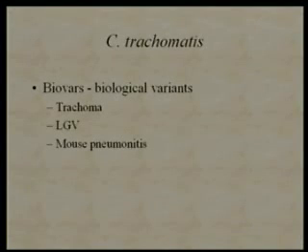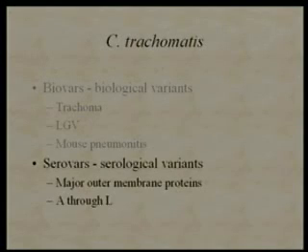Now, these organisms are broken down into different groups based on their biological characteristics, and they're called biovars, biological variants. There are 3 biovars within this group of organisms: the trachoma biovar, the LGV biovar, and the mouse pneumonitis biovar. Since none of you are going to ever be treating mice, we'll forget about that one. So for all practical purposes, we've got 2 biovars, the trachoma and the LGV biovar. Each of these biovars is further subdivided into a number of serovars, which are serological variants. These are based on antigenic properties of the major outer membrane proteins, so we can make antibodies against different outer membrane proteins to identify the different serovars.